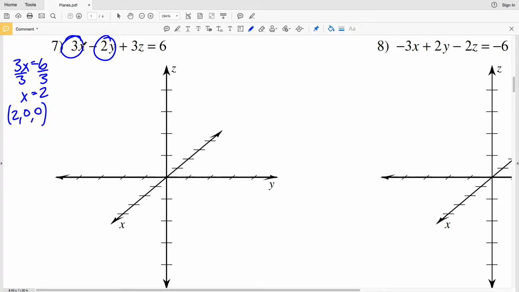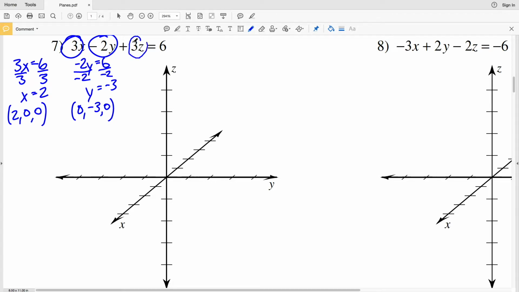Now for our y-intercept, that occurs when x is 0 and z is 0. So negative 2y equals 6. So dividing by negative 2, we'll get that y equals a negative 3. So we're going to plot the point 0, negative 3, 0.